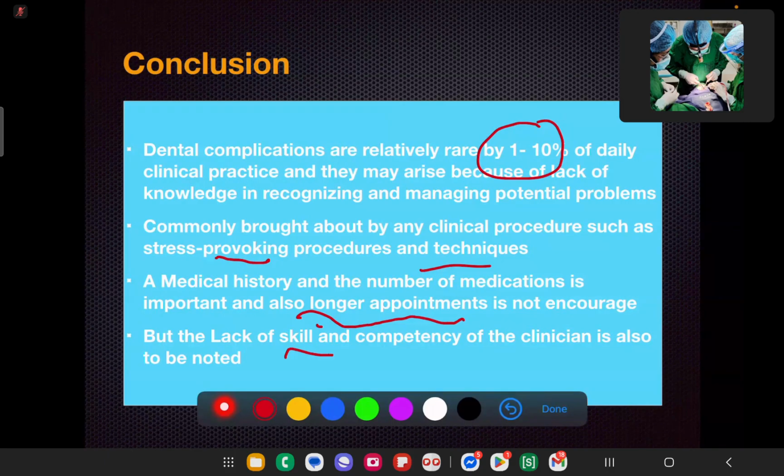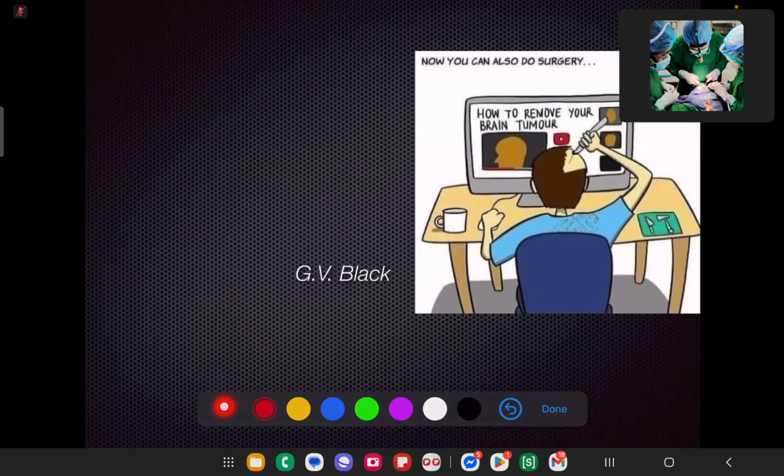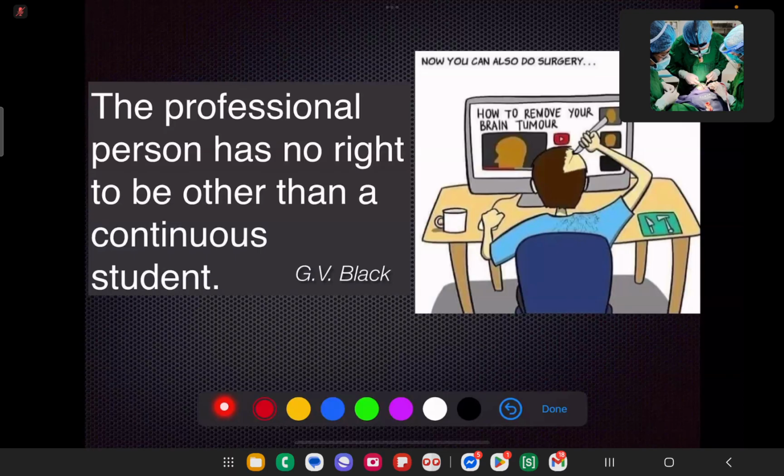So it means that if you don't know the procedure, study, train, or refer. There is no such thing as "try" in oral surgery and dental implants. Trying should not exist in surgeries and dental implants, because there is a high risk of complications if you say that you're just going to try. So with that, I leave you a quote from G.V. Black: the professional person has no right to be other than a continuous student. So with that, thank you everyone.